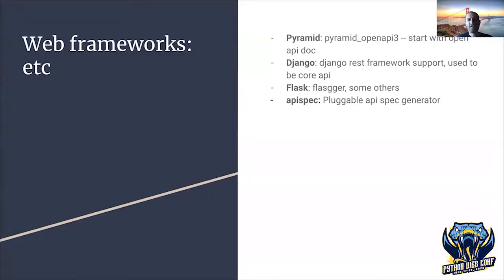And other web frameworks have some support for OpenAPI. Pyramid has one. Actually Pyramid has a couple, but the one that's more popular, I think you actually start with the OpenAPI doc, and then it validates against your endpoints. And then Django, I think the REST framework one does have it as well, but they used to support this other standard called Core API, which they're moving away from now. And there's some for the other ones too. There's this API spec library that will generate API specs for different frameworks.